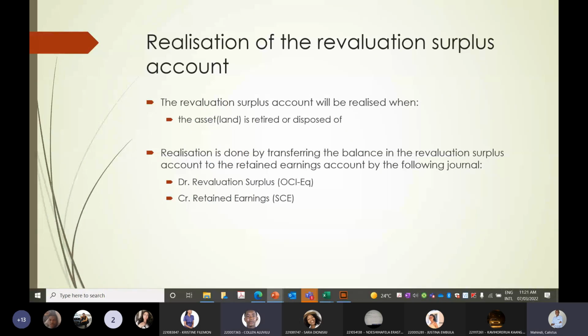Now what is important here, let us look at the realization of the revaluation surplus account. The revaluation surplus account will be realized when the asset, in this instance we're dealing with land, when the land is retired or disposed of. So you no longer use the land. The realization is done by transferring the balance in the revaluation surplus account to the retained earnings account, whereby you debit your revaluation surplus and you credit your retained earnings. Okay.